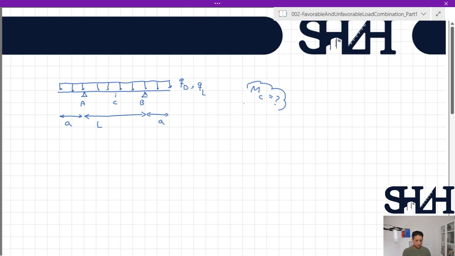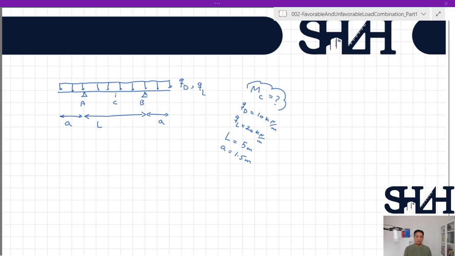We assume that QD in general is 10 kN per meter, including the self weight of the beam, and QLive is 20 kN per meter. Let's assume L is, for example, 5 meters and A is 1.5 meters. Indeed, for a bridge deck, the length of L should be much longer than 5 meters. But this is just informative to understand how to apply the different factors in the load combination.